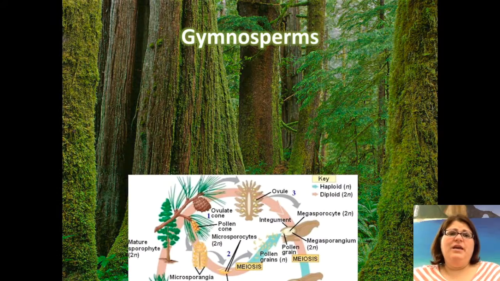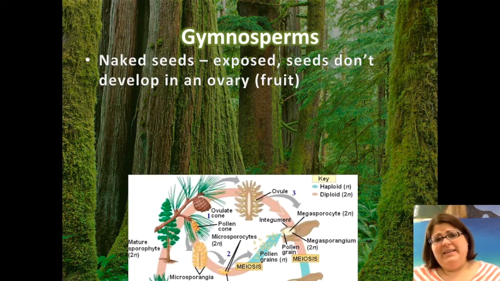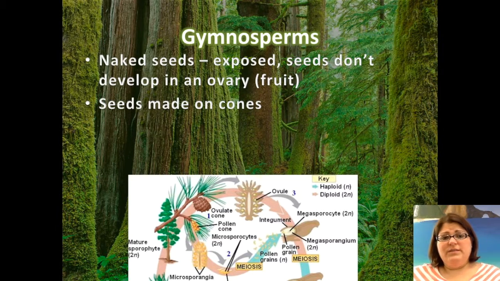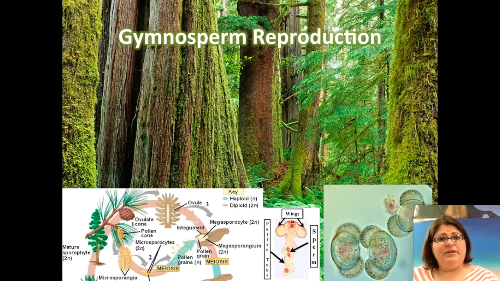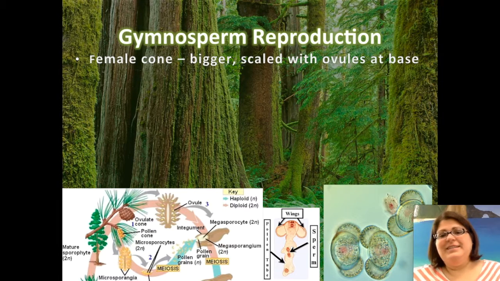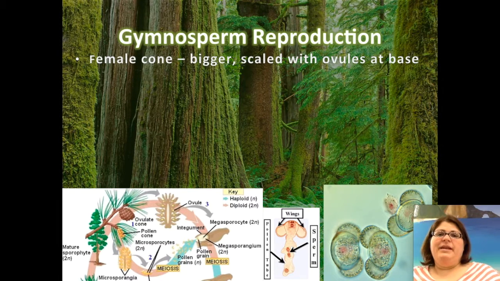So gymnosperms are known for having naked seeds. In other words, the seeds are exposed. They're not developing in an ovary like we would see in an angiosperm. The ovary, by the way, is like a fruit. The seeds are on cones instead, and you're probably familiar with it. There are actually two different kinds of cones. So there's the female cone, which is significantly larger, and it has scales on it.